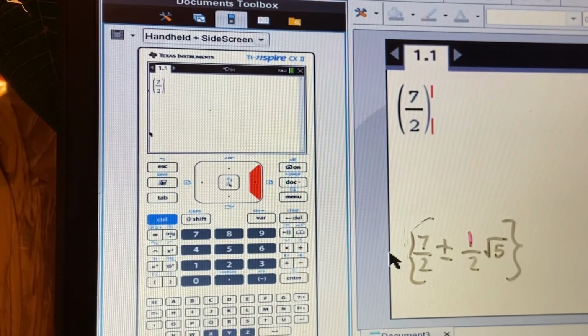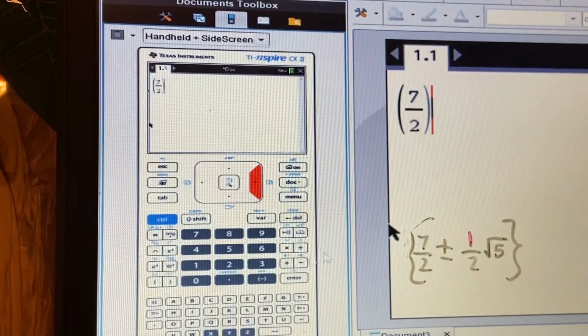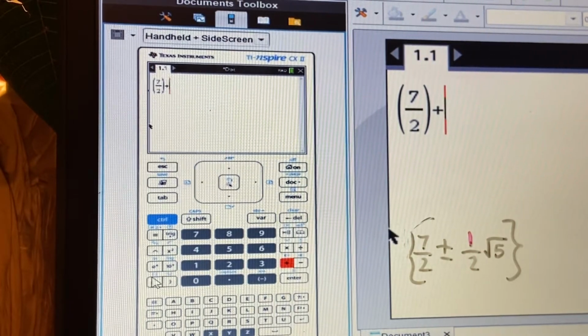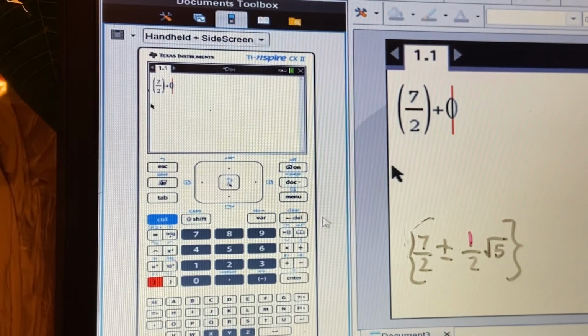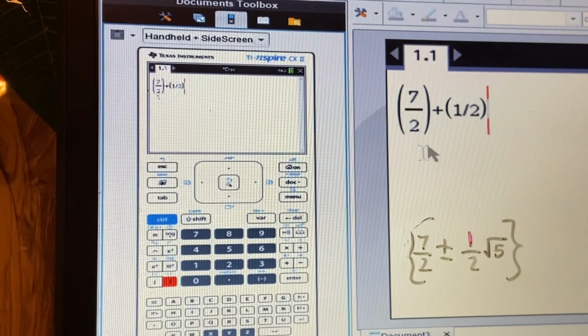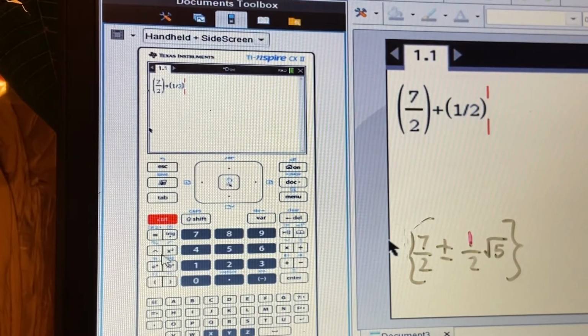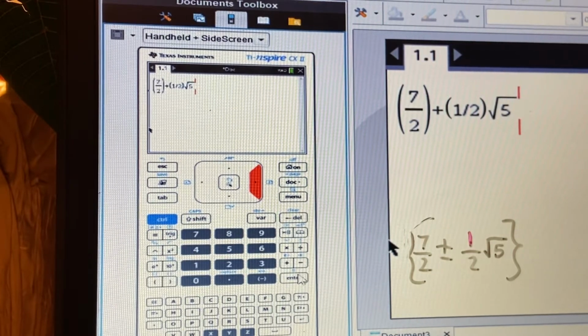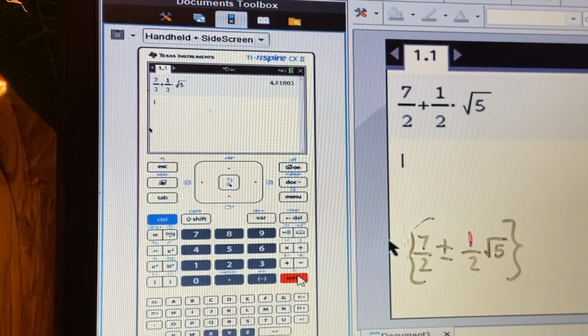Arrow to the right. Now 7/2 plus or minus, you can't do plus or minus. Your calculator can only do one operation at a time, so we're going to do plus. I'm going to do my 1/2 now. I'm going to show you, it does not matter if you use the fractions like this or if you use them like this, 1 divided by 2. Calculator does not care. And that 1/2 is multiplying right there. Remember, that's the invisible operation, multiplication. Radical 5. I'm going to hit enter.